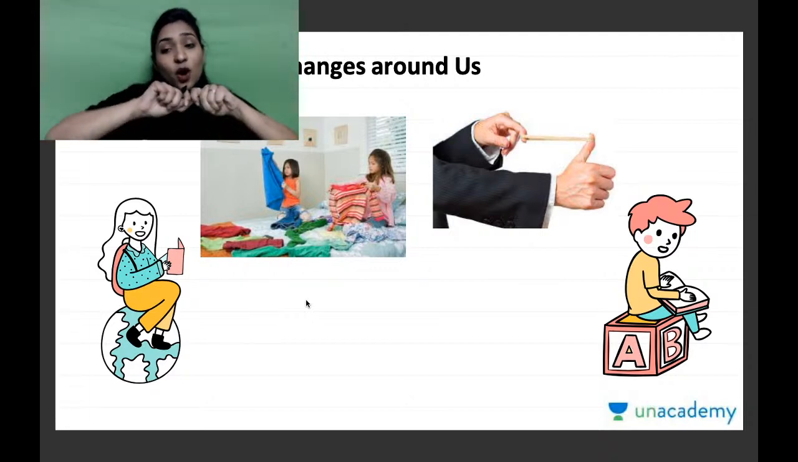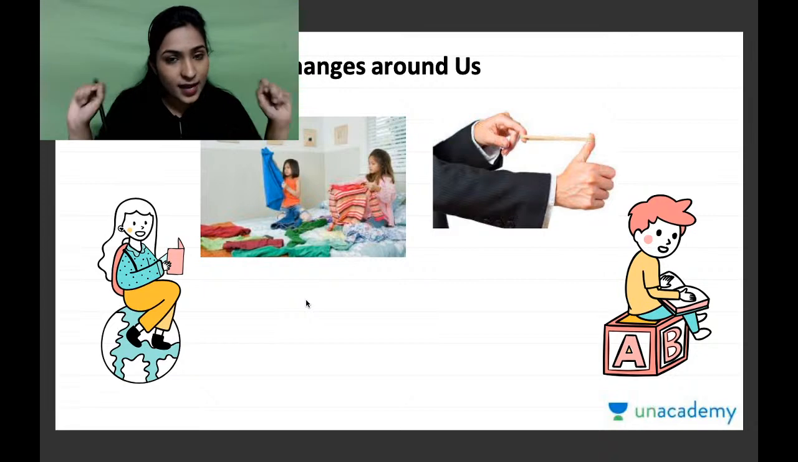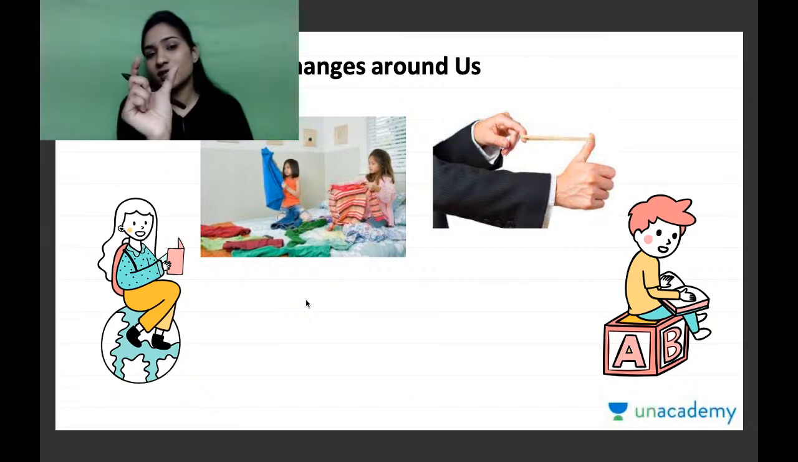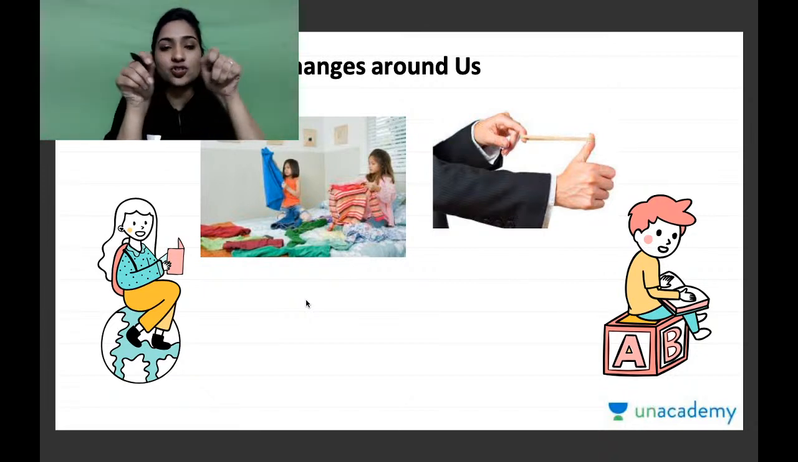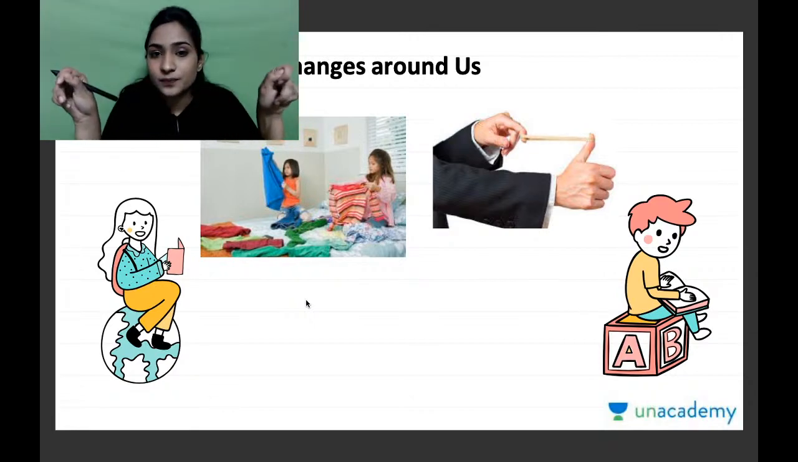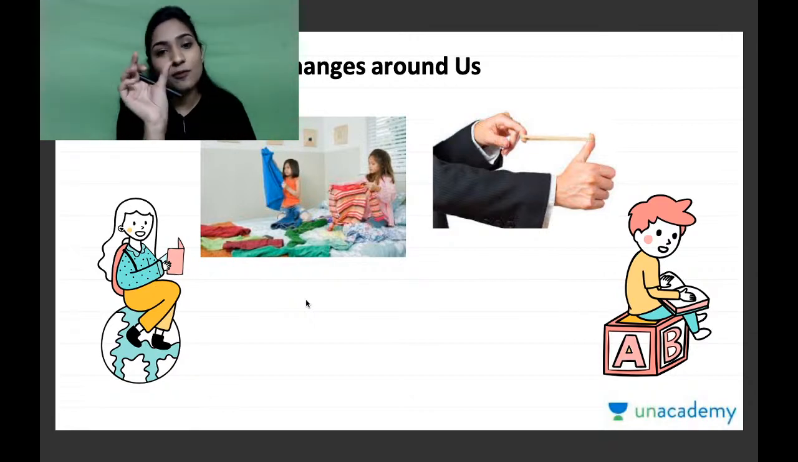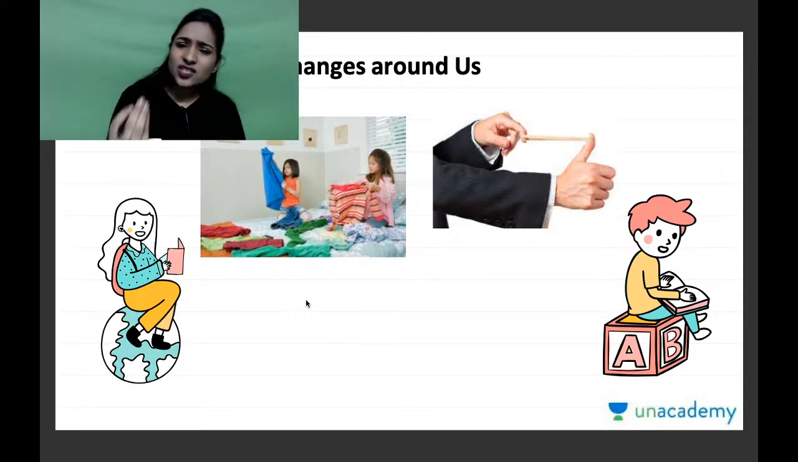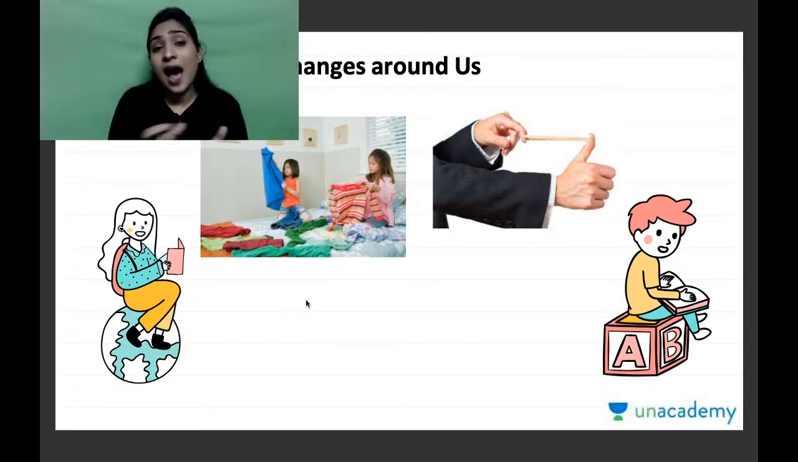Also, if you want, you can stretch a rubber band. Isn't that a change? First the rubber band was like this. When you stretched it, the shape changed. Now again if you leave it, it comes back to its normal shape. So such kinds of small changes happen all around you.